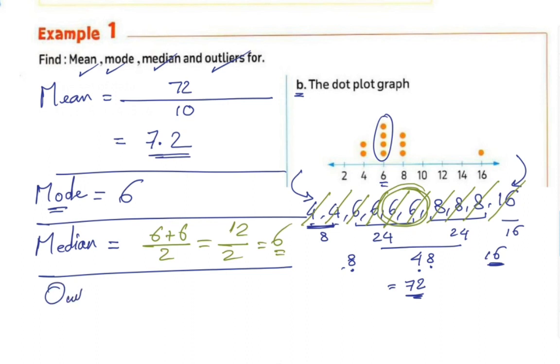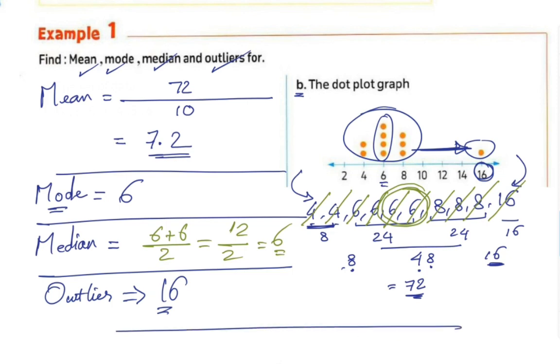Last thing, the outlier. So what's the outlier here? Of course, all of these dots are like a group, but this dot is so far from them. There's a big gap here. So 16 is your outlier for this group of values. Now we finished example number 1.